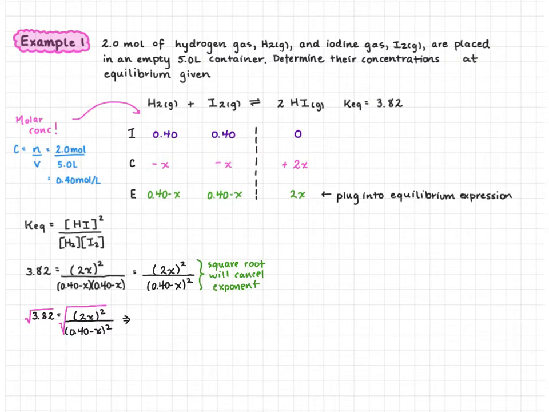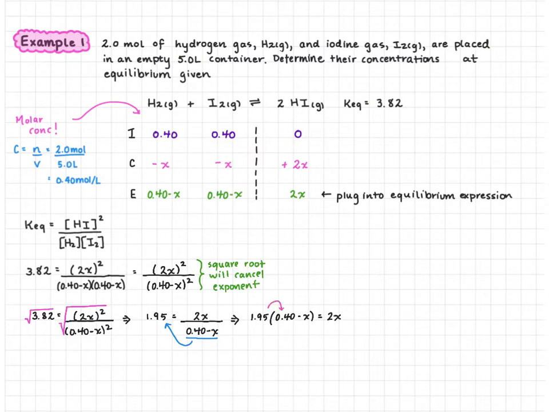The square root of 3.82 is 1.95. I've rounded here, but I won't round in my actual math in my calculator. And the square root of 2x squared is 2x. The square root of 0.4 minus x squared is 0.4 minus x. To rearrange this equation now, we need to isolate for x. So we're going to take this denominator and multiply it up by 1.95. I'm going to show all of the steps in this math just so that you have an example fully worked out. So we're going to multiply 1.95 by the entire term, 0.4 minus x, and that's going to equal 2x.